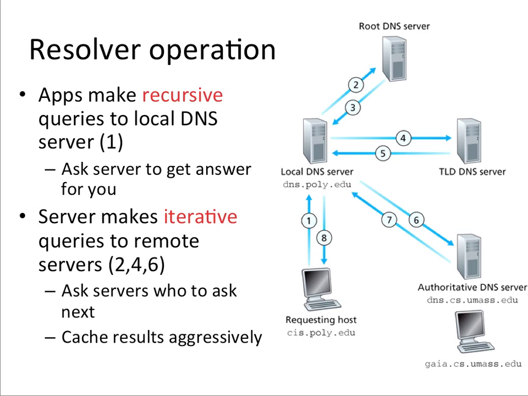Basically, start at the very top, because we have no idea which server is responsible even for EDU. In that case, you go to the top level. And then the root server will say, OK, here's the server that's responsible for EDU. You go to that. Then when you go to that server, you say, OK, now I'm interested in addresses, poly.edu. What's the server for that?